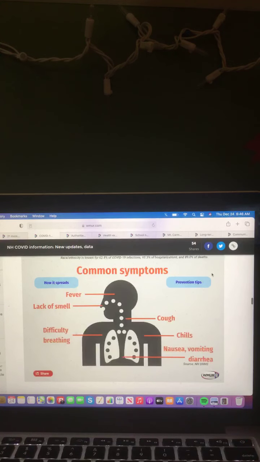And a reminder, your common symptoms: fever, lack of smell, cough, chills, difficult breathing, nausea, vomiting, and diarrhea. How it spreads, and prevention tips. And be sure to stay with the Riley King Network for the latest of your COVID-19 information.